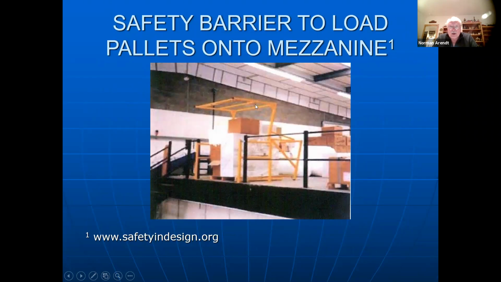These are tilt up brackets that are designed in. They tip forward when there's no pallet being put up there, and then after the pallet's up there, now it could tip down and it opens on the other side. So you do not have this opening in the railing where someone could fall through or step off of.